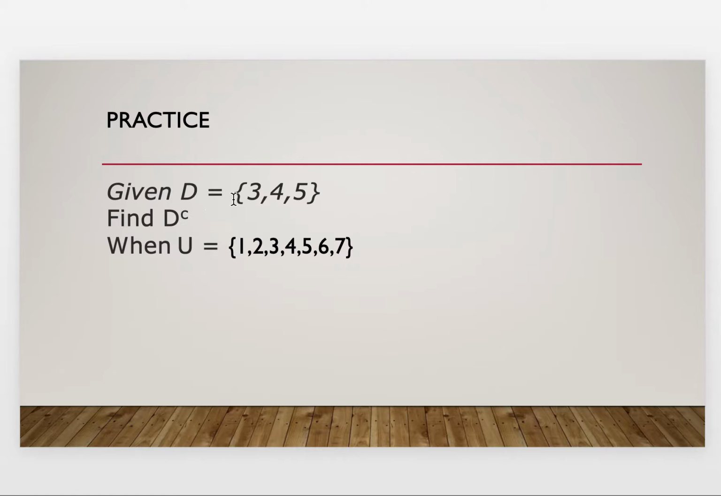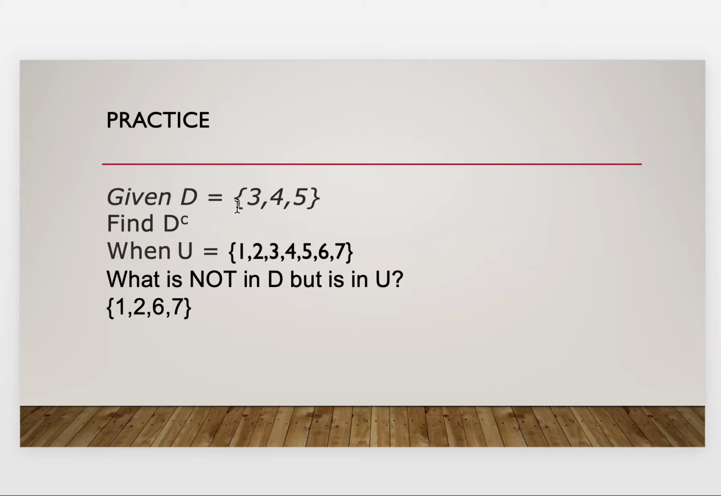So if I have D as 3, 4, 5, find the complement of D when U equals 1, 2, 3, 4, 5, 6, 7. Now when we're finding the complement, we're typically using a universal set. So what I'm doing is I'm comparing D to U. So I want to know what items are not in D, but are located in U.